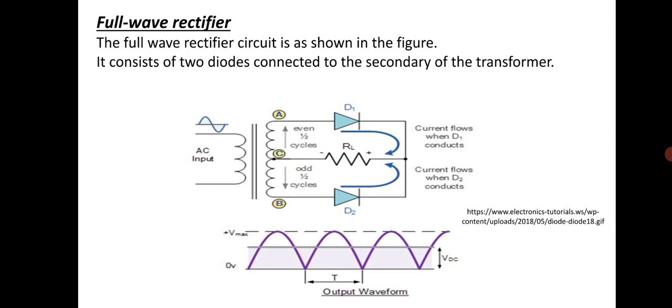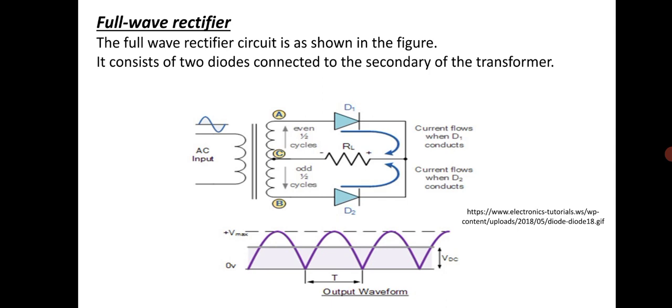But at the same time, you can see the point B, that is the lower end of the secondary, is negative. And because the lower end is negative, diode D2 is reverse biased. Diode D2, which is reverse biased, is not going to conduct the current, and that's why no current flows in this direction. Okay, so during the positive half cycle, diode D1 has conducted, and you have the voltage across the load resistance RL, which is shown by the waveform here below the circuit diagram. So the positive half cycle is occurring here.